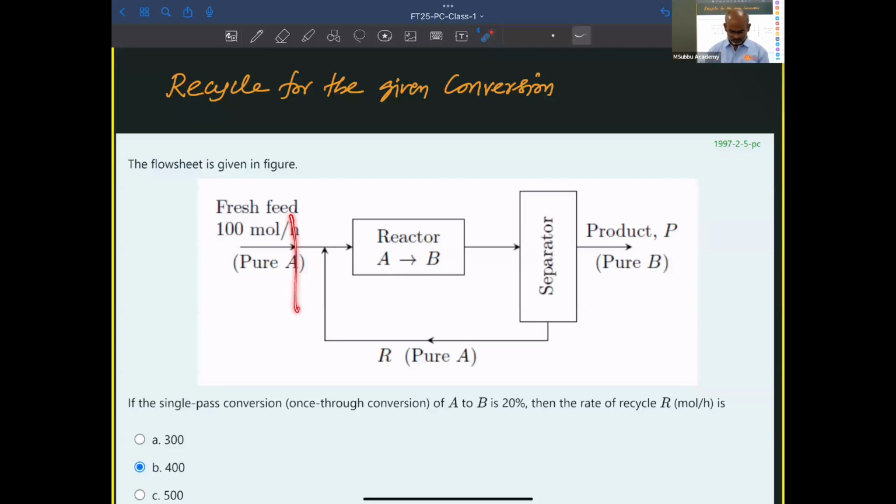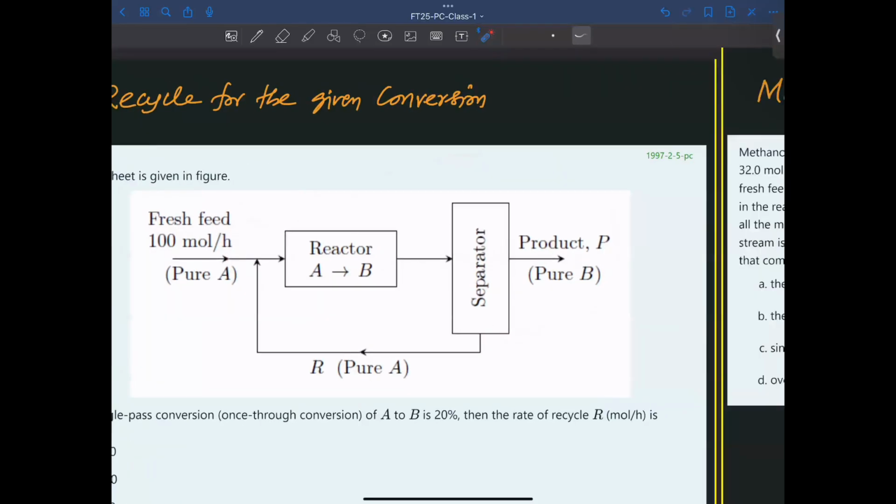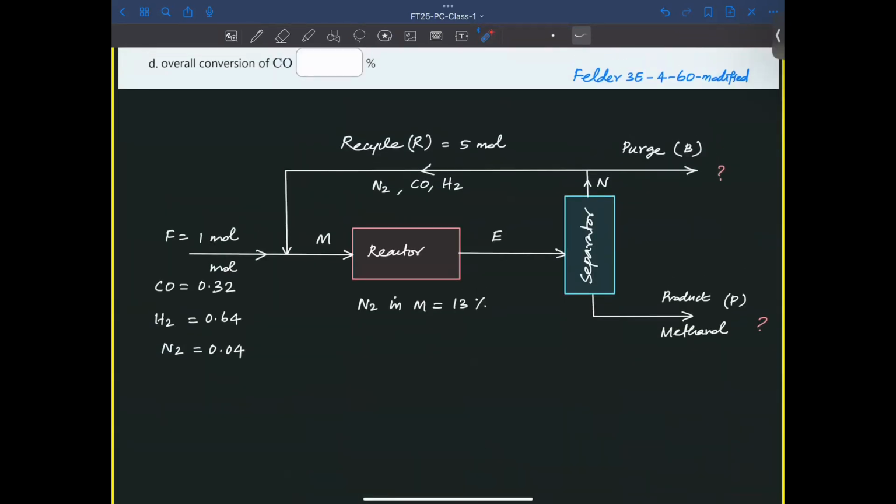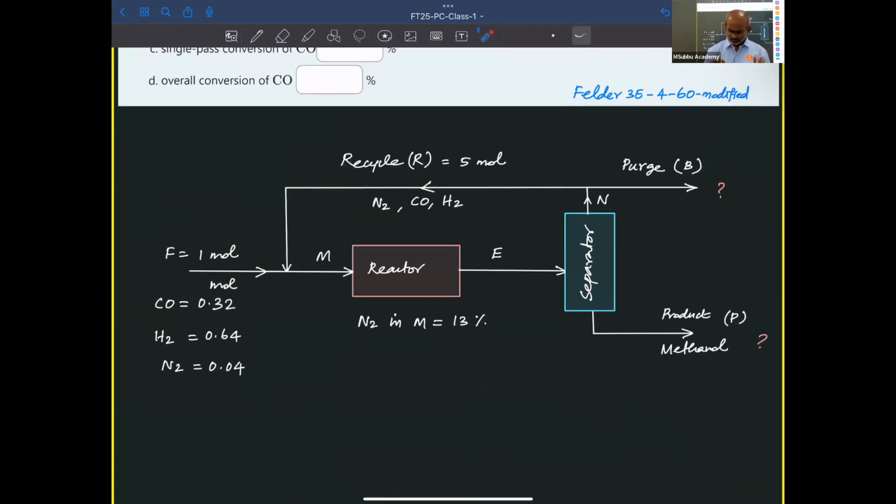Okay, sir, we are simply working for steady state. For the last problem, sir, some component keeps accumulating. Should we consider that? No, everything is steady. Whatever is entering N2 has to leave.